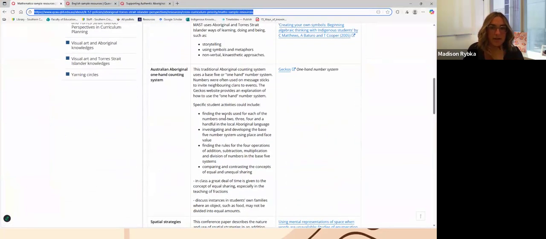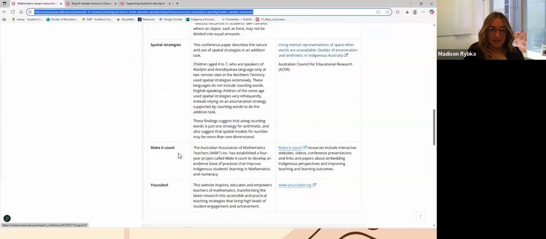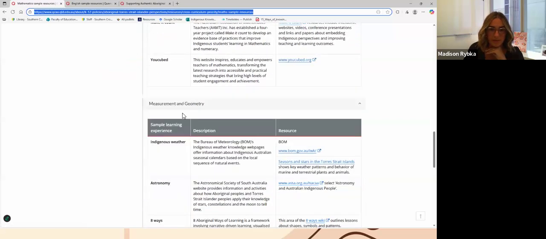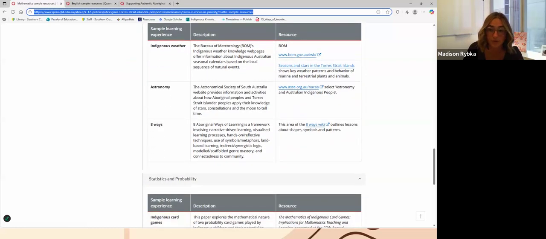Here's another one, the Australian Aboriginal one-hand counting system. Here's a resource you can use. Spatial strategies, resource. I think I put Make It Count in the workshop. Measurement and geometry. So there are all different resources there for you.